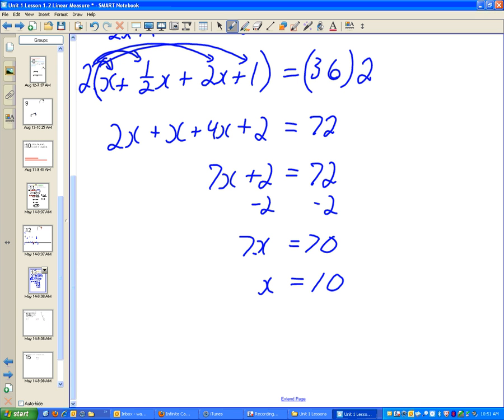Now the question was to find the longest piece of the ribbon. Well, that third piece was 2x plus 1. So that'll be 2 times 10 plus 1. 20 plus 1 is 21. And it's all in feet, so 21 feet. All right. Questions?